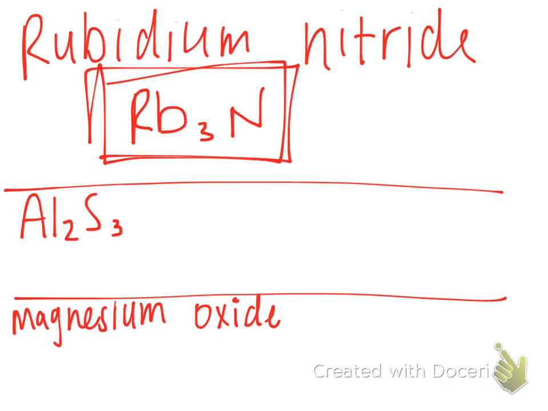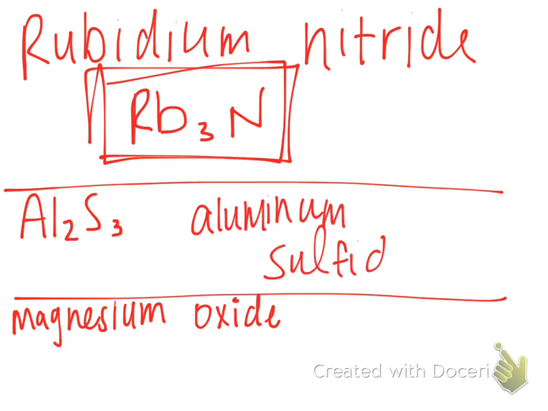Dawson, what'd you have? Aluminum sulfide. That's it. Perfect. Written names for these are super easy. Just name the cation and then name the anion. That's it. Aluminum sulfide. Okay, last one, magnesium oxide.